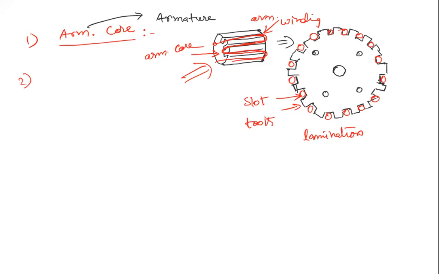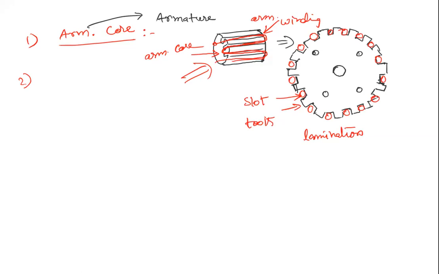So the copper winding is a thin wire. The winding which we use here is a thin wire. Okay, so in the slots, the winding is wound around the surface of the armature core. Now, the armature core is to support the armature winding, right? And to provide a low reluctance path for flux.